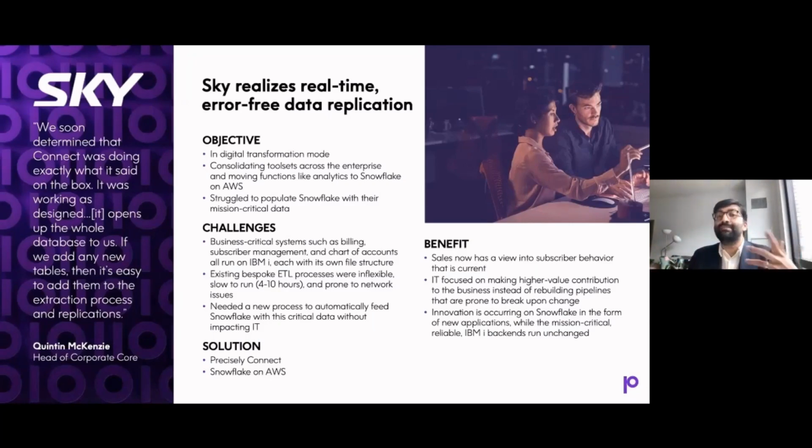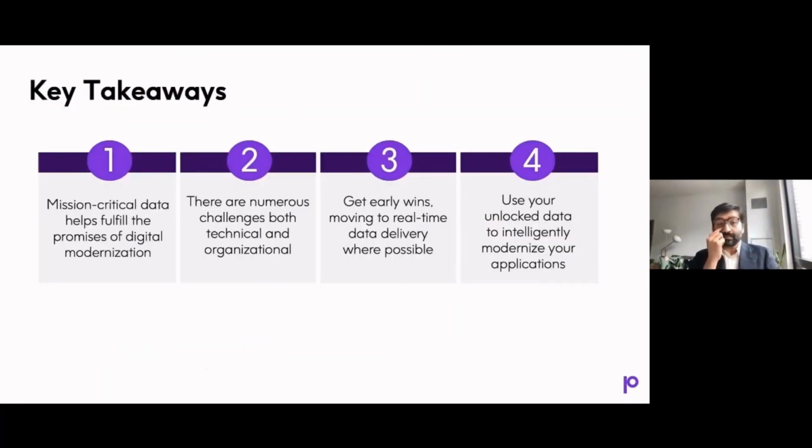So it really is a best of both worlds, right? The IBM i gets to operate at greater capacity with greater performance, and the data teams and different lines of business within Sky are now operating on an up-to-date view of data, and it opens up, like I said, a lot of successive use cases from there.